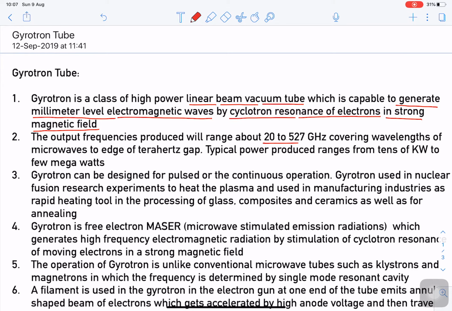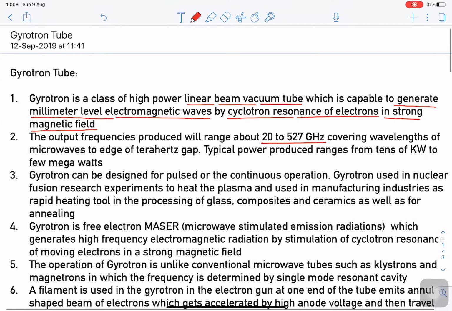See the typical output frequency generated by the gyrotron tube. It will typically be in the range from 20 gigahertz to 527 gigahertz, and it covers the wavelength of microwaves up to the edge of the terahertz gap. Essentially, these tubes utilize the principle known as cyclotron resonance of the electrons in order to generate a very high frequency, greater than the microwave frequency, which lies in the terahertz region.